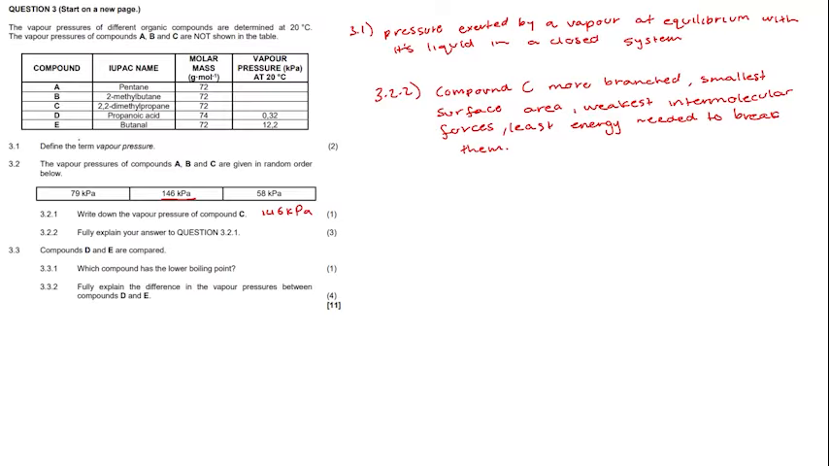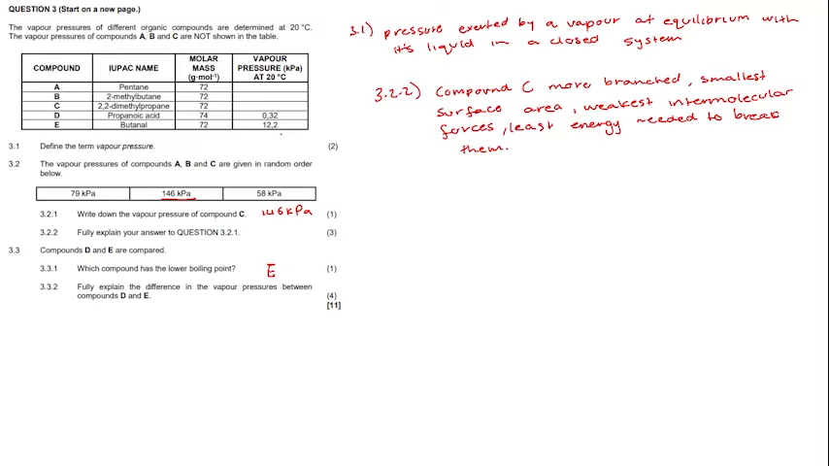Question 3.3. Compounds D and E are compared. Question 3.3.1. Which compound has a lower boiling point? So, as we have said, boiling point and vapor pressure are inversely proportional. So the one with the higher vapor pressure will have the lower boiling point. Therefore, compound E will have the lower boiling point, as it has the higher vapor pressure between D and E.